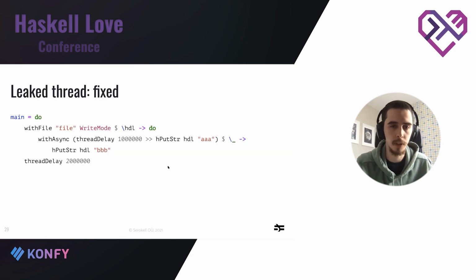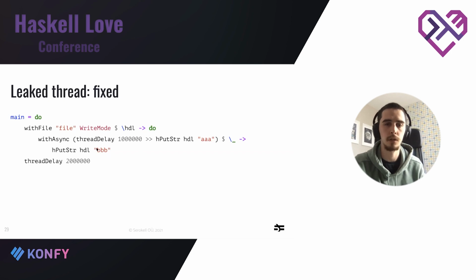So in order to fix this behavior, we can use withAsync, which will stop the child thread as soon as the parent thread stops. So firstly, we will stop this thread, then we will return from withAsync, and only then the handle will be closed as a result of finishing this file computation. If we don't want to stop the child thread, but instead we want to wait for it to finish, then we can use the concurrently function.